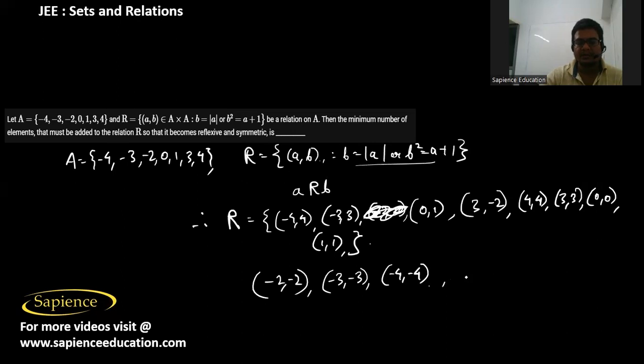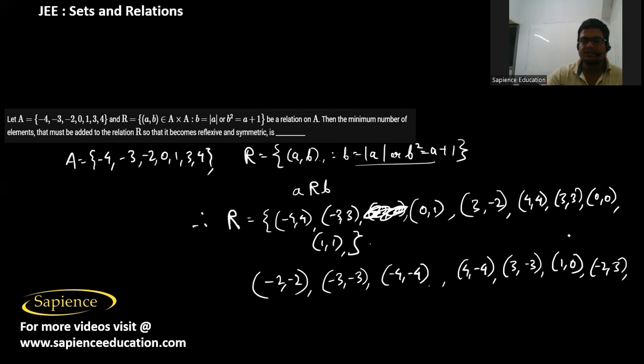So these we have to add, and then it will be reflexive. It will be symmetric if (-4, 4) is there, but (4, -4) is not there. So this we have to add, and (3, -3) also we have to add. (1, 0) is not there, we have to add that, and (-2, 3) also is not there. So these we have to add.